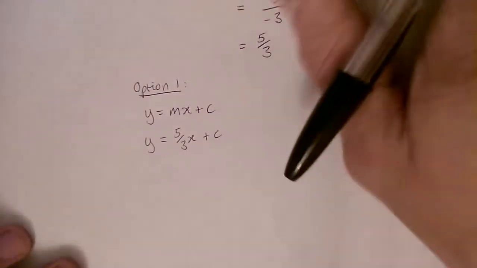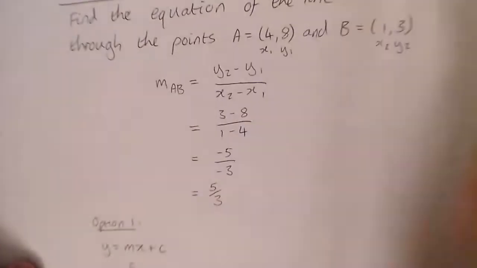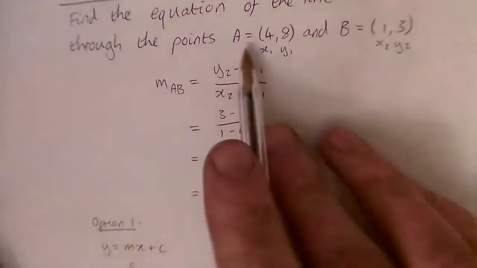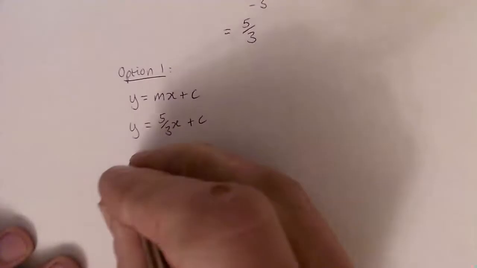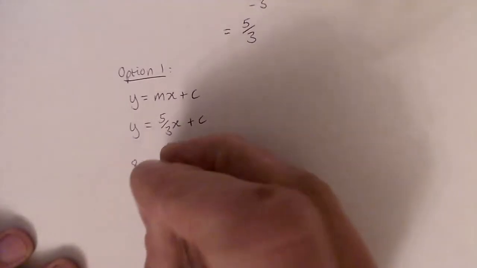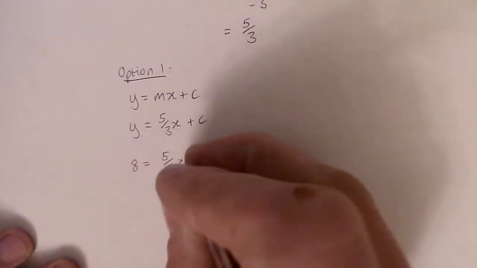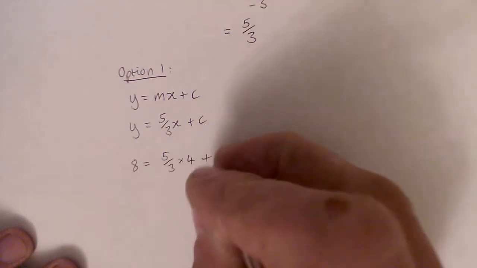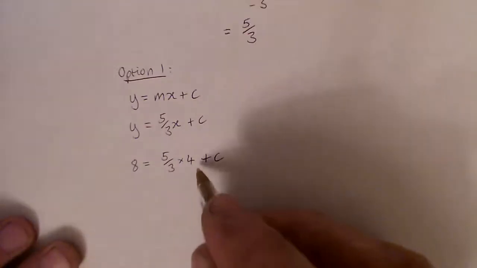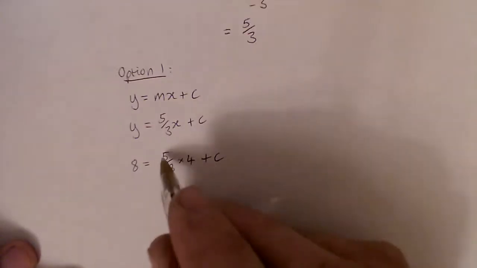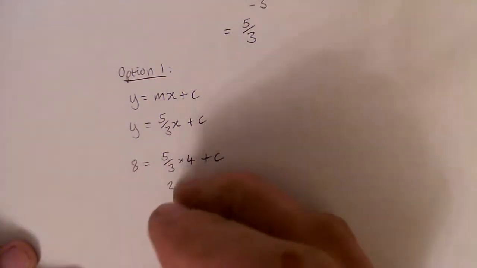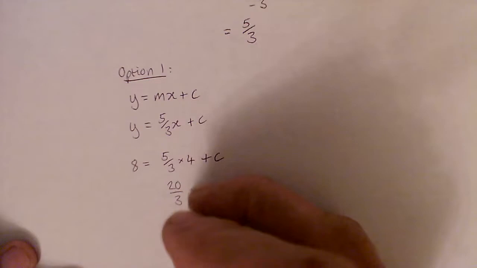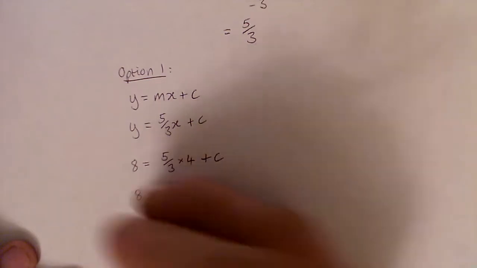So now if we go back up, it's up to you which point you put in. Both in this case are really equally difficult to work with. So let's work with A. So 8 is equal to 5 over 3 times 4 plus c. That there gives us 20 over 3. c still equal to 8.